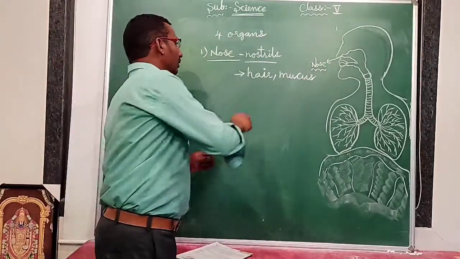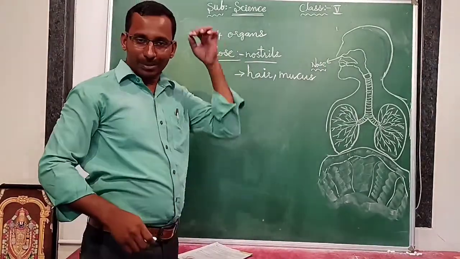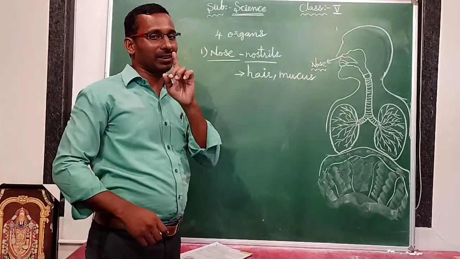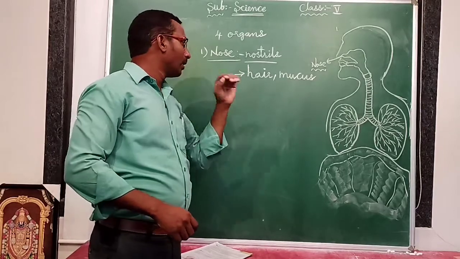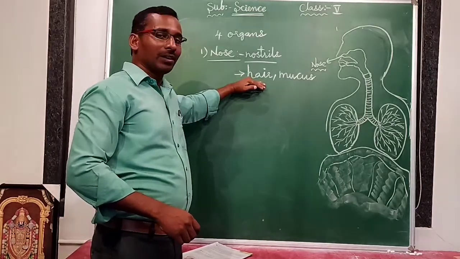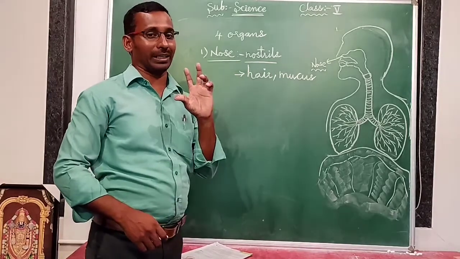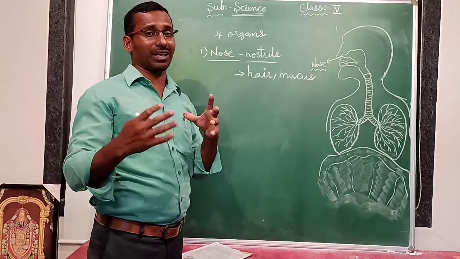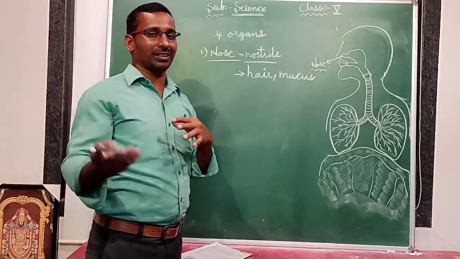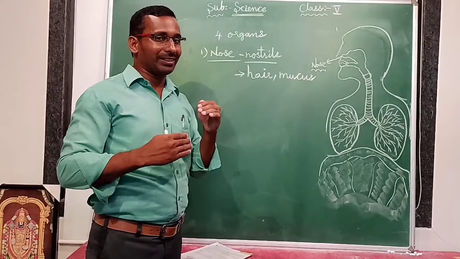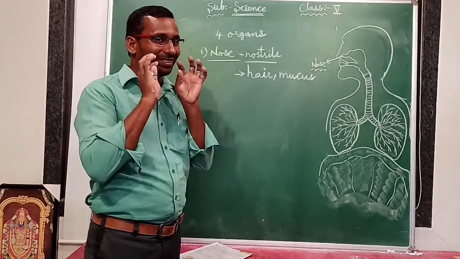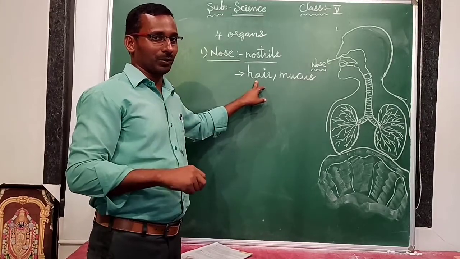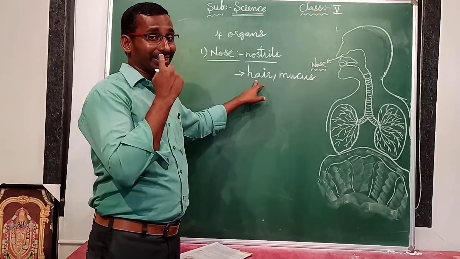Now, hair. You know hair, like the hair on the head. The same type of hair is there inside our nostrils. And what is the use of hair? It can stop the dust particles when we are taking air inside. In the air, dust particles and other particles are there. When they enter our nostrils, they get stuck with the help of hair. The hair stops them. That's why we have hair inside our nostrils.